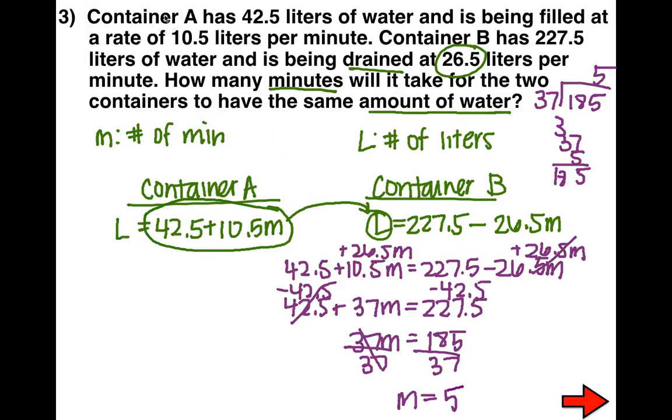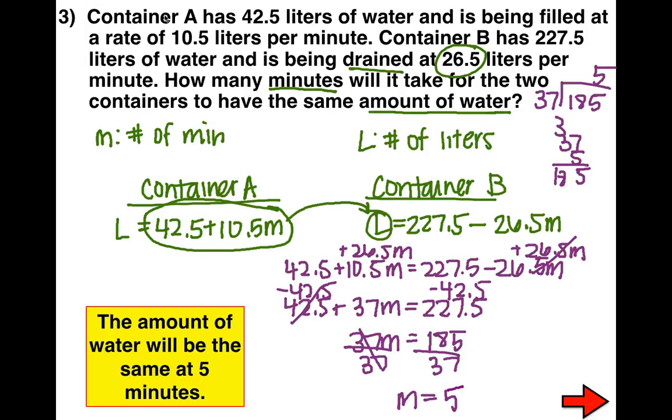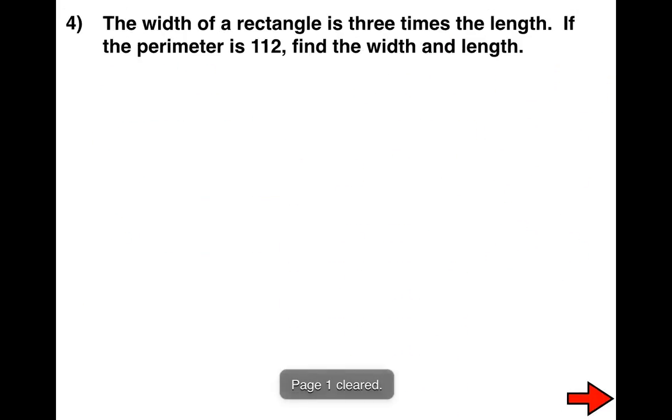So let's go ahead and answer the question. I would go ahead and say the amount of water will be the same at 5 minutes. Okay, perfect. So let's just continue to move on to the next problem. So here, we haven't done these problems in a while, but hopefully it looks familiar. It says here, the width of a rectangle is 3 times the length. If the perimeter is 112, find the width and find the length.